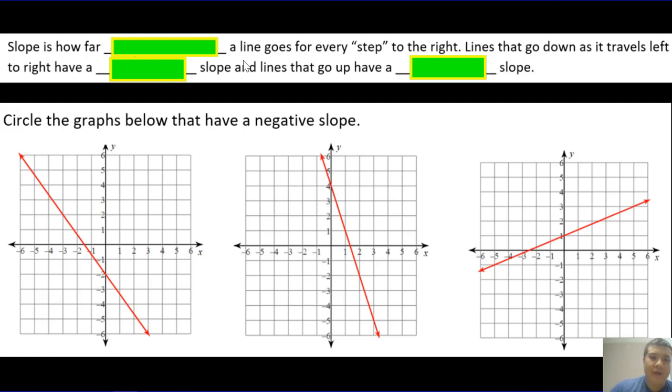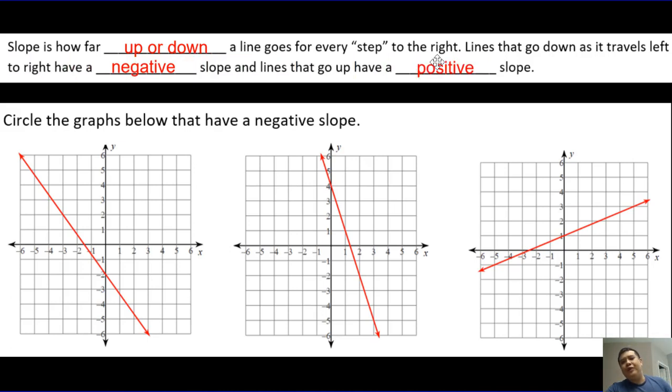Slope. So we talked about how m is slope. Slope is how far up or down a line goes for every step to the right. Lines that go down as they travel left to right have a negative slope, and lines that go up have a positive slope.